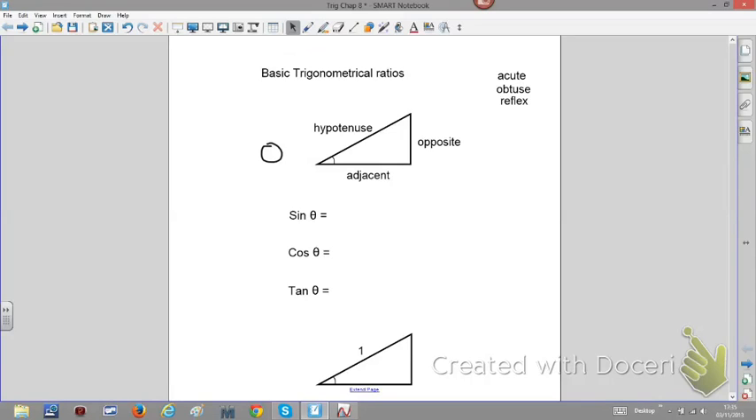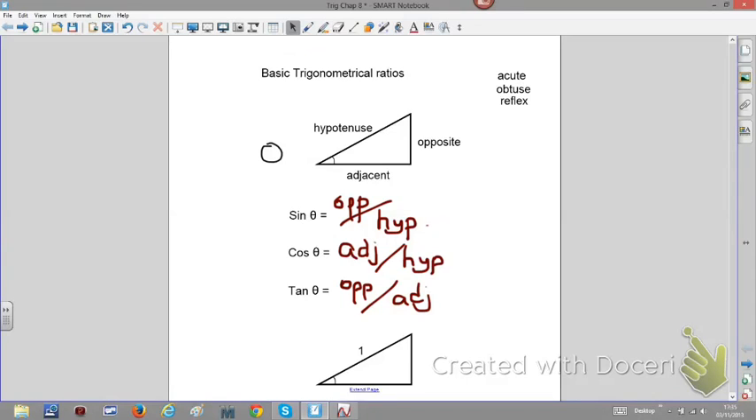So sine is your opposite divided by the hypotenuse, and your cos is the adjacent divided by the hypotenuse, and tan is the opposite over the adjacent.